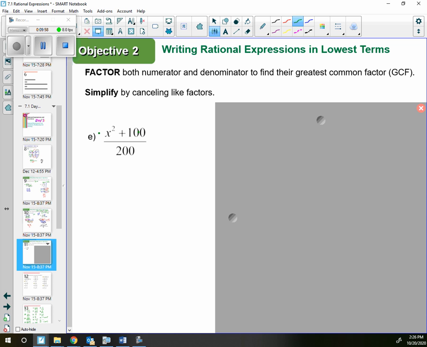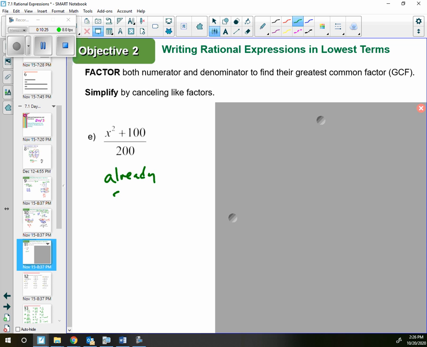There's nothing I can pull out of the top. It's not a difference of squares because it's a sum. There are no numbers that multiply to positive 100 that would add to 0, because to get a positive, they either both have to be plus or they both have to be minus. And I can't take only part of this. I would have to reduce here as well. So that doesn't really help me. There's nothing I can do to factor this, so that means it can't be reduced. This one is already simplified.